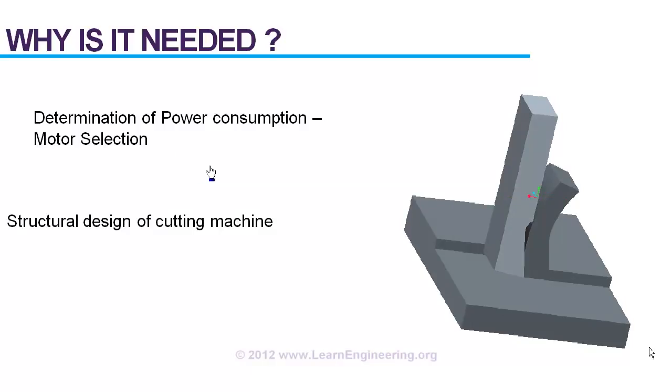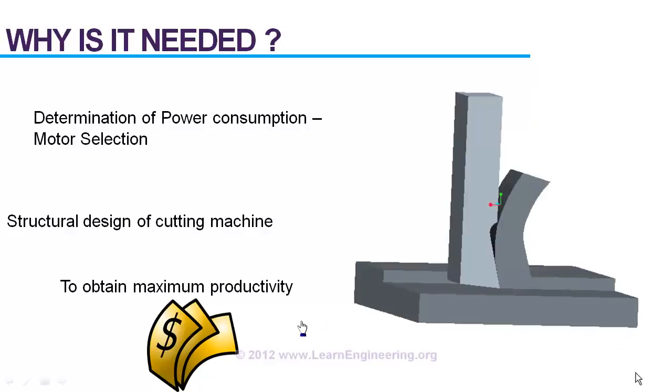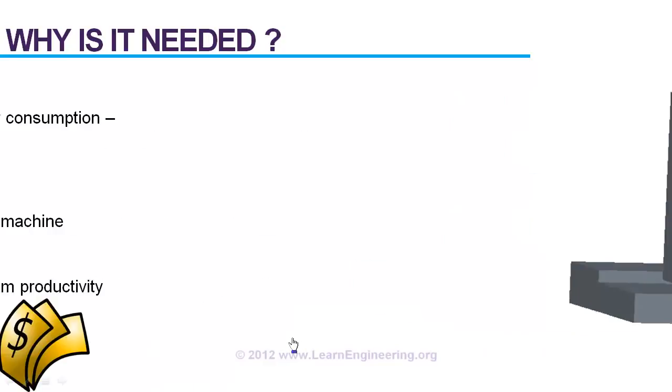And second point, if you want to design the structure of the cutting machine, you should have a clear idea about the forces coming during cutting operation. So prediction of cutting force is important for design purposes also. Now the third and most important point: to maximize the productivity. If you know the forces acting on a cutting tool, you can easily predict the life of the tool. So you can obtain a balance between the life of the tool and the rate of cutting in order to obtain maximum productivity. Now we will get into more technical aspects of cutting operation.